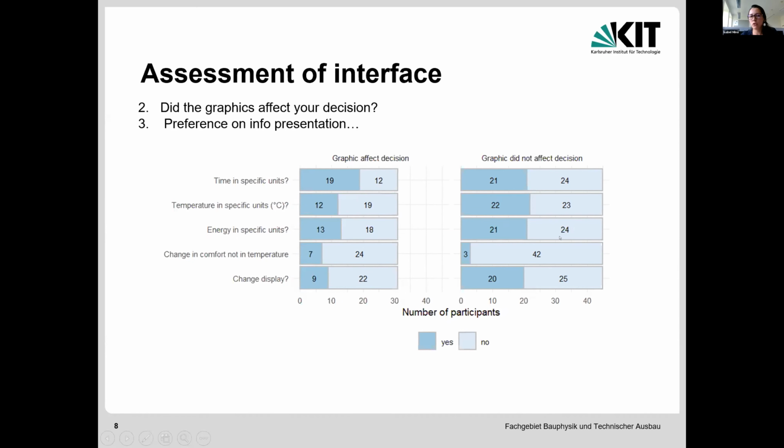Once more, if we focus on the participants that were not affected in their decisions, in order to enhance the design of the interface, we can see that in terms of energy, the responses are split between both. However, if we focus on the participants that changed their decision, time in a specific unit is something that could be considered for the design of the interface, and people prefer temperature information rather than comfort.